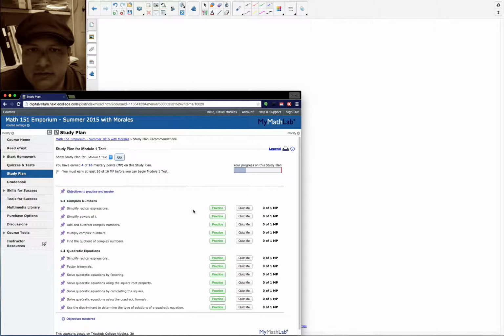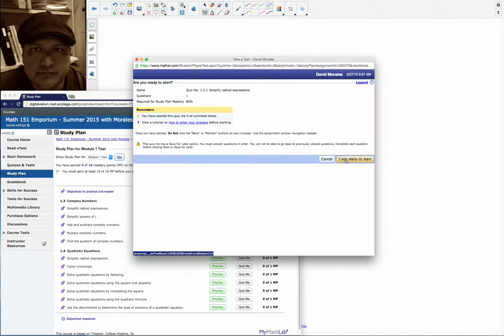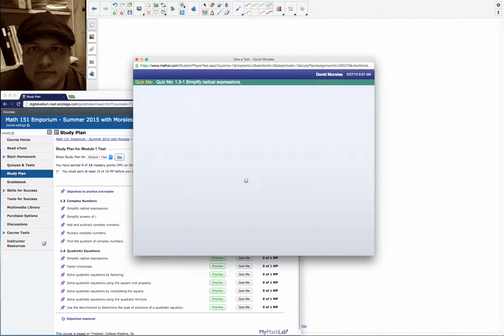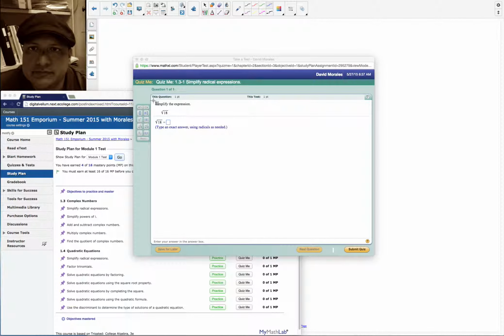Now we're going to begin 1.3 complex numbers. Simplify this expression.